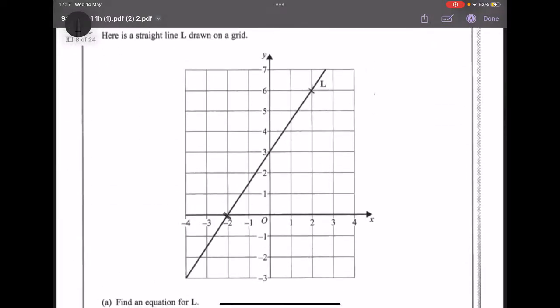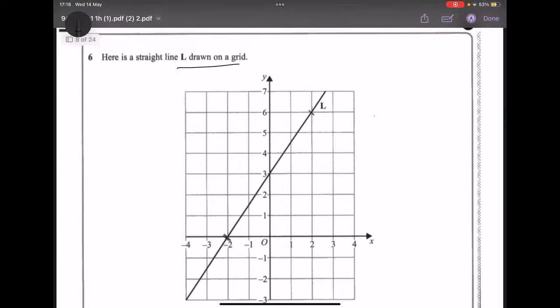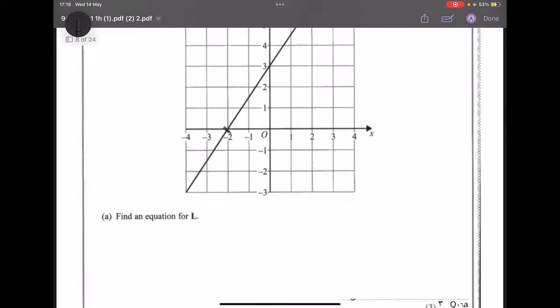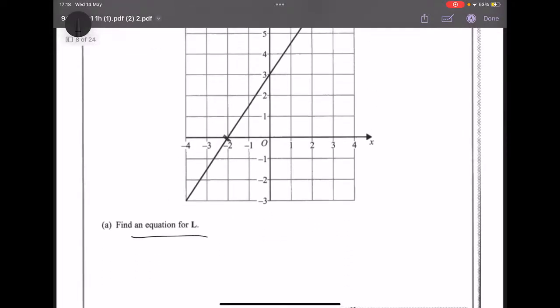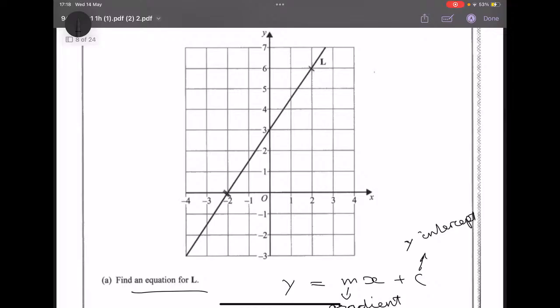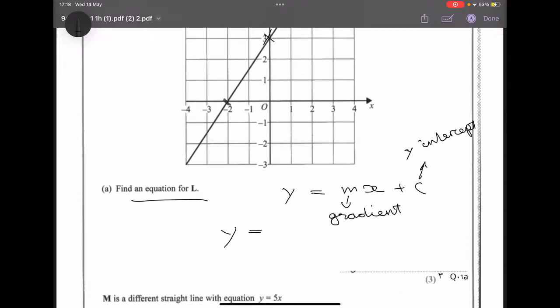Now, question 6. Here is a straight line drawn on the grid. Find an equation for L. Now, for the equation in GCSEs, all you need to know is y equals mx plus c. Y is you write y, m is the gradient, and c is the y-intercept. So as you can see here, the y-intercept is at 3, so you do mx plus 3.